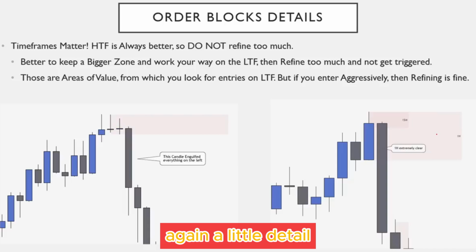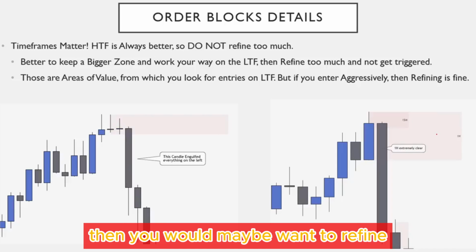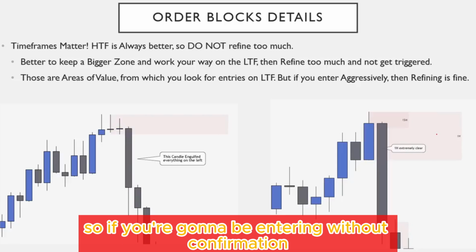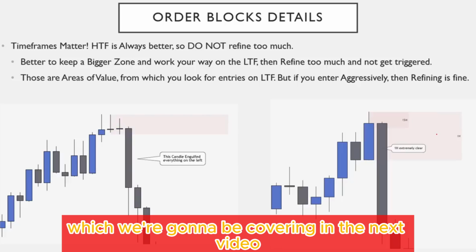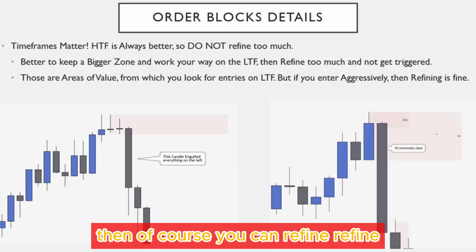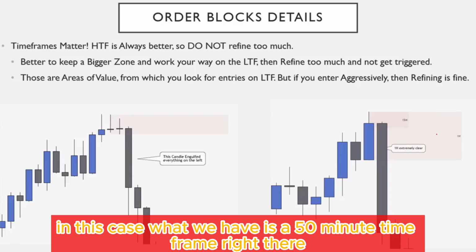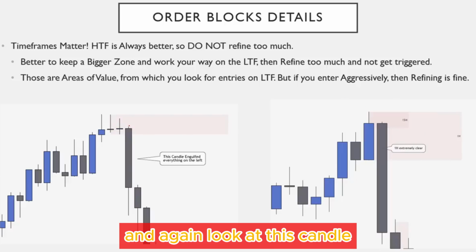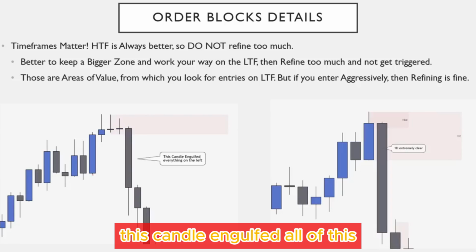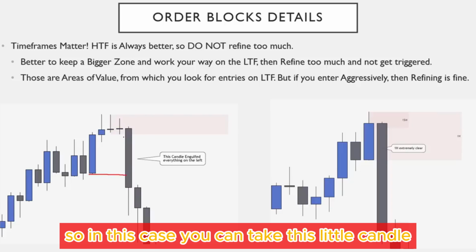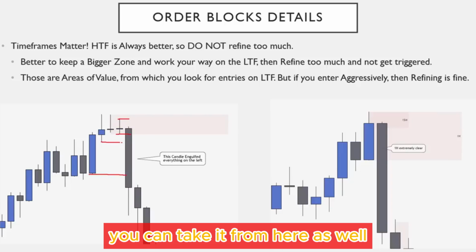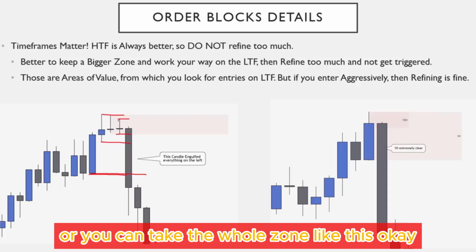Again, a little detail: if you enter aggressively, then you would maybe want to refine. If you're going to be entering without a confirmation, which we're going to be covering in the next video, then of course you can refine. In this case, what we have is a 50-minute time frame right there. And again, look at this candle. This candle engulfed all of this. So in this case, you can take this little candle, you can take it from here as well, or you can take the whole zone like this.